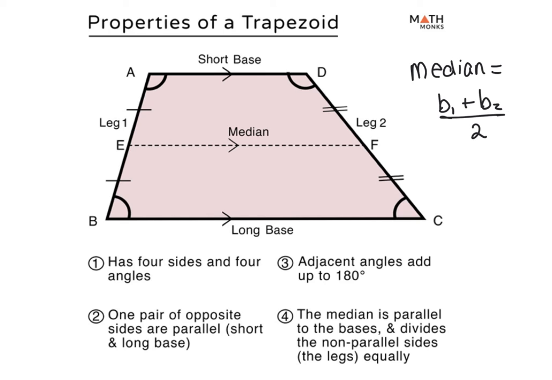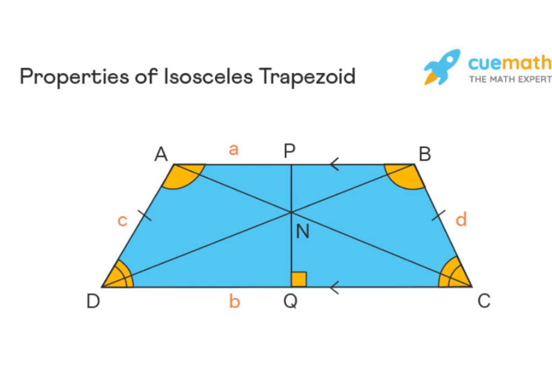So whether they give it to you numerically or with a variable, your median equals your 2 bases added together divided by 2. So if I'm trying to find something, I can multiply both sides by 2 to get rid of the 2 in the denominator, combine my like terms, and solve for my variable. That is your trapezoid.